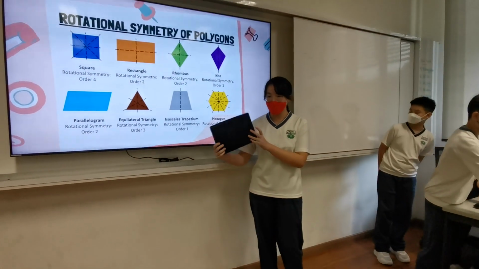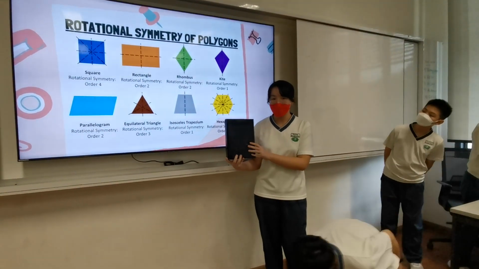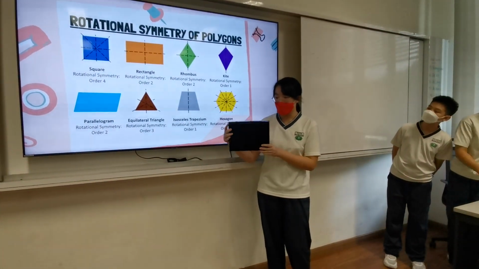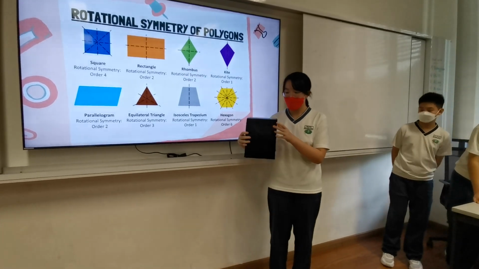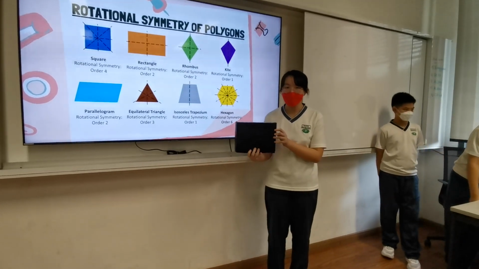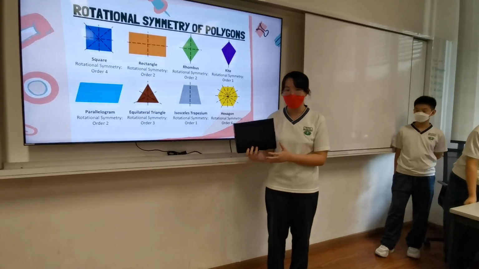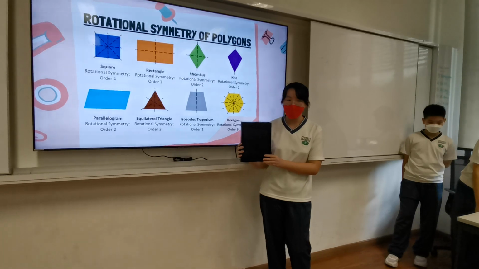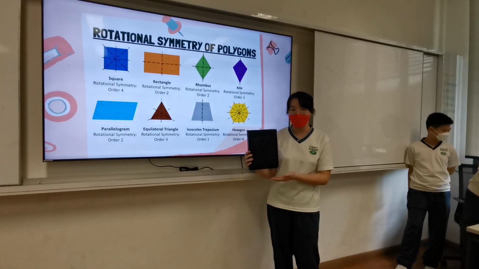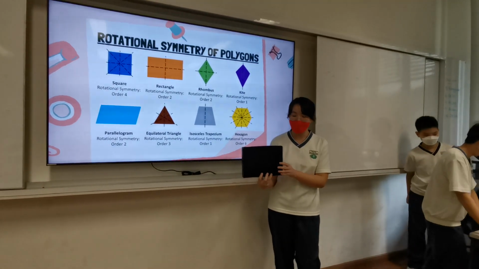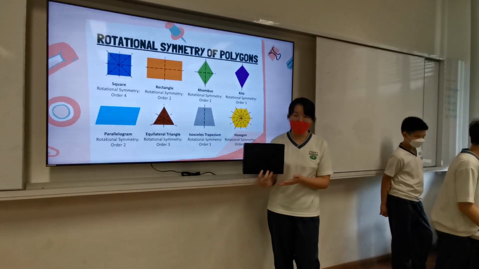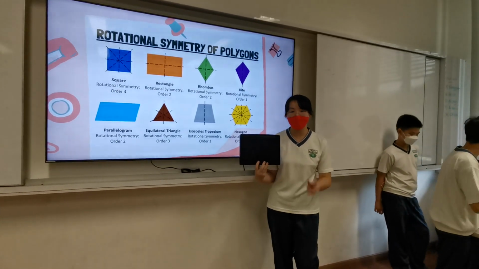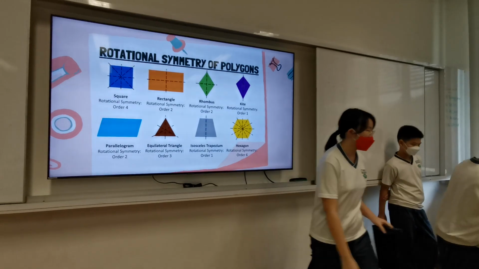You see, as it's turned 90 degrees, it looks different from its first image. So as we turn it again, it looks identical to the first one. And we turn it 90 degrees again, it doesn't look identical to the original image. And lastly, as we turn it back, it looks identical. So it has rotational symmetry of order 2.